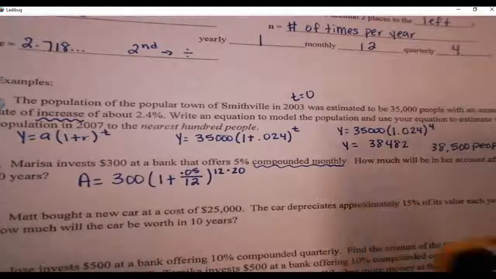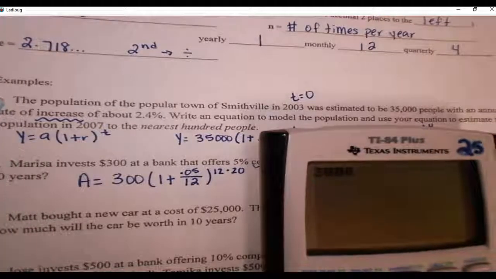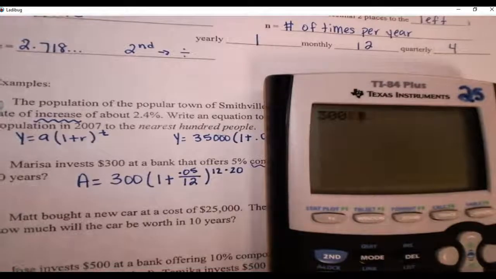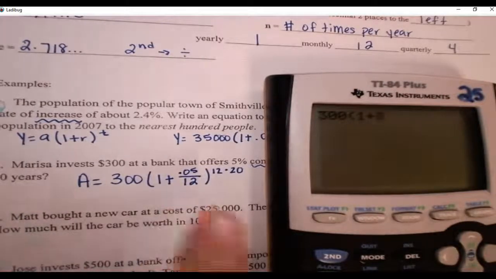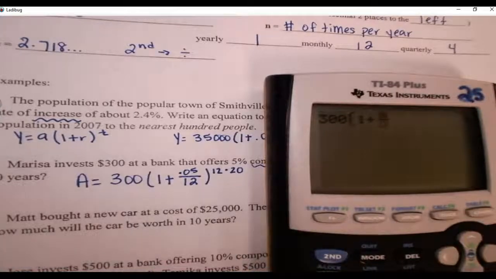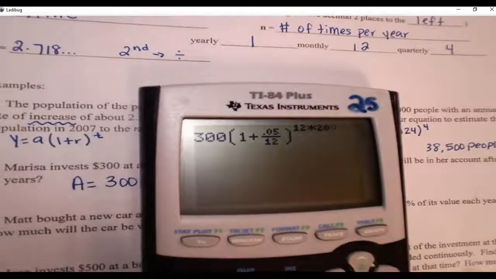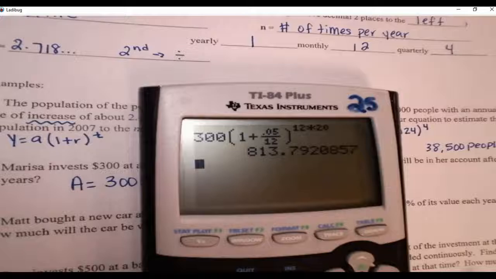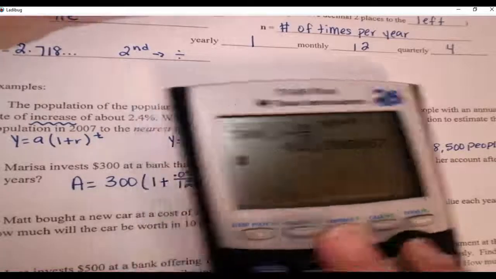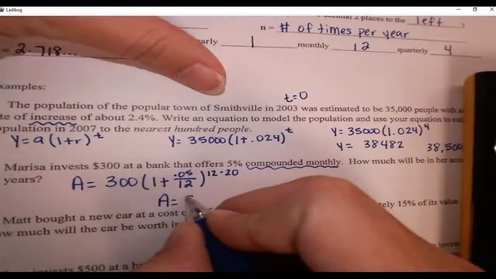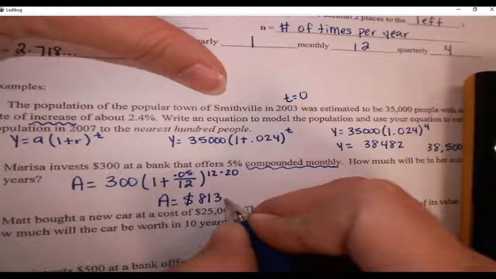Alright, so let's see how much she's going to have. So to type it in, you got 300. 1 plus, you can just use division, but to get the fraction, alpha y equals enter. 0.05 over 12 to the 12 times 20. So if this is money, how would I round it? Good. So $813.79.